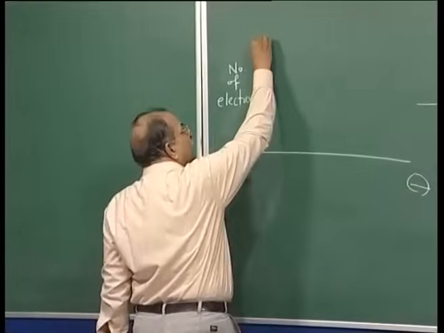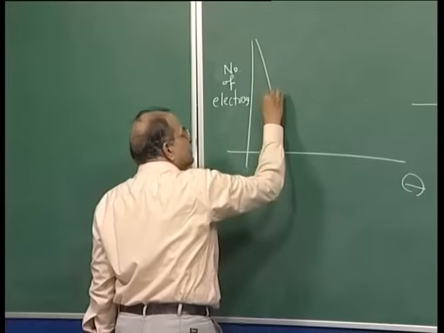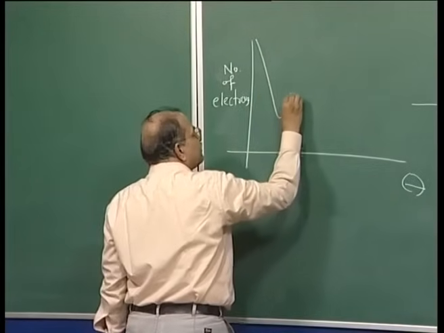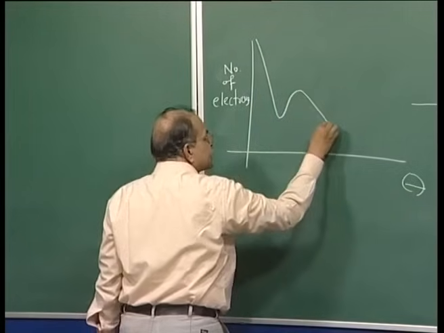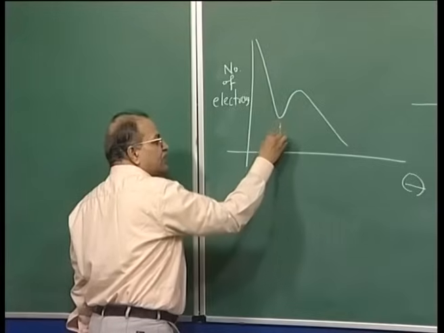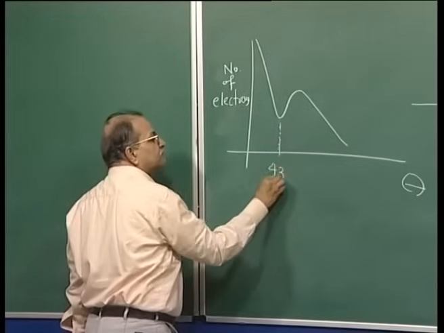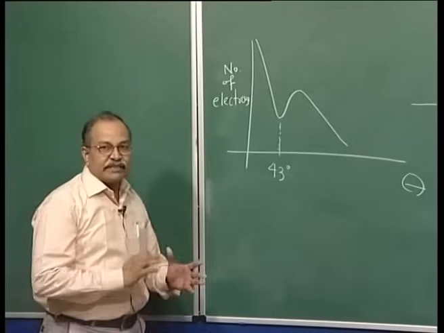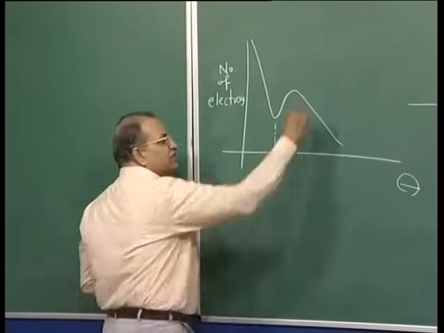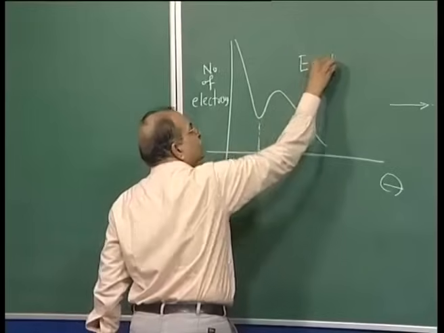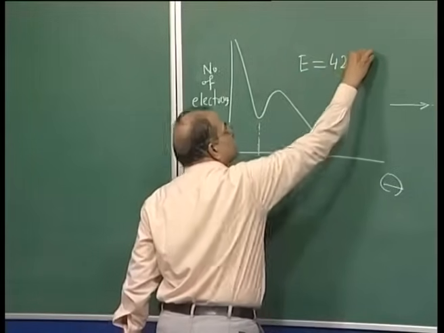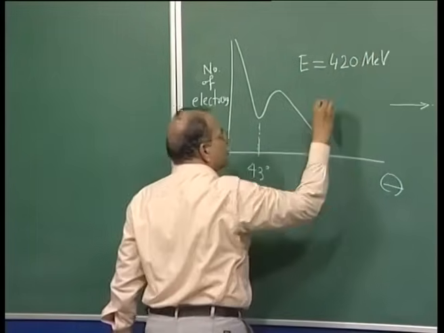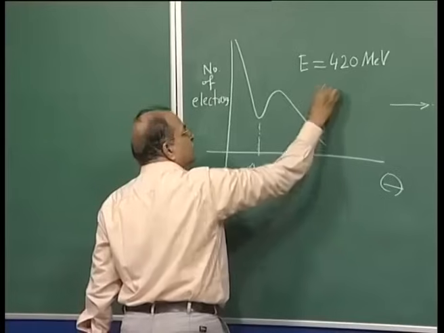So, you find that it decreases, then goes through a minimum, and then again increases, and this angle was somewhere around 43 degrees or so. And what was the energy of the electron? The energy of the electron was 420 MeV. And what was the target? The target was oxygen.